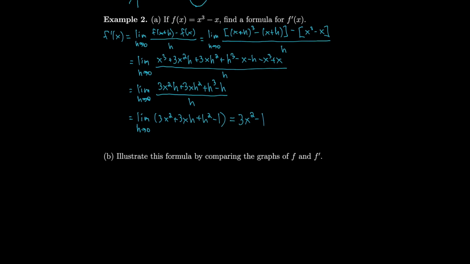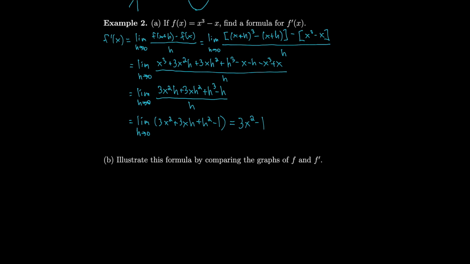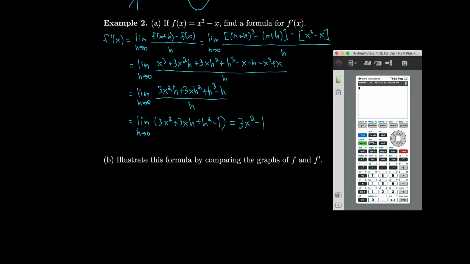Okay, let's illustrate this formula by comparing the graphs of f and f prime. So if we pull out our handy dandy calculator emulator and go to y equals, we can plug in f was x cubed minus x, f prime was 3x squared minus 1. So the original function will be blue and our derivative will be red. Okay, let's zoom in a little more.